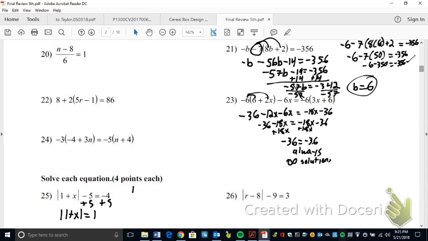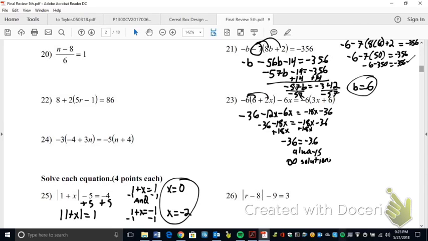So if we know that the absolute value of 1 plus x equals 1, we're saying, when is the answer to 1 plus x 1 away from 0? Well, that's going to happen twice. It's going to happen when that equals 1, and that's going to happen when that equals negative 1. So we solve for both of those. We're going to subtract 1, and we get x equals 0, or x equals negative 2.